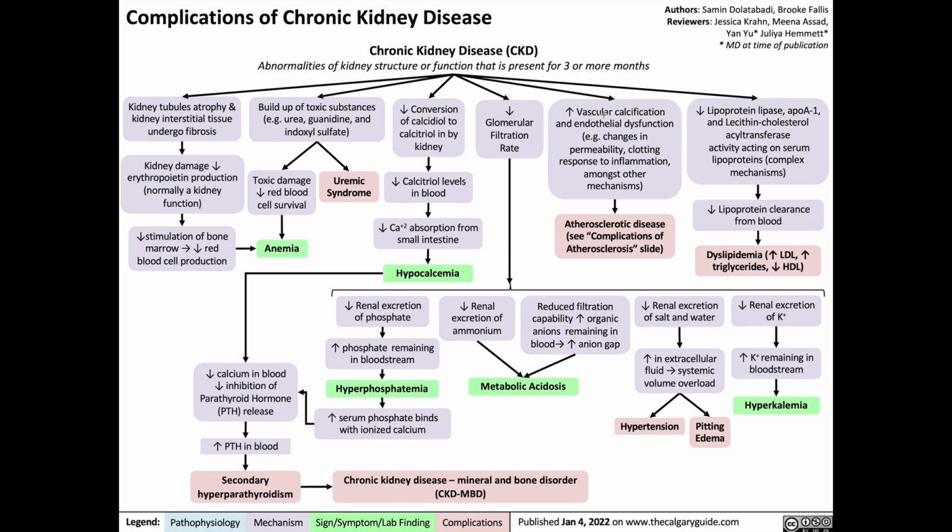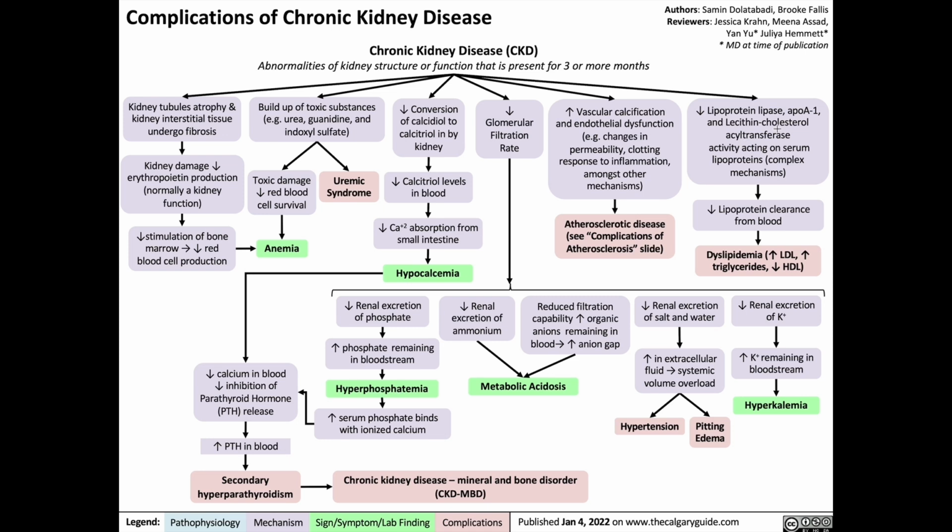Fifth, chronic kidney disease also increases vascular calcification and causes endothelial dysfunction, such as changes in the permeability of blood vessels, changes in clotting response to inflammation, amongst other mechanisms. All of these mechanisms contribute to atherosclerotic disease. Please see the Calgary Guide slide and video on the complications of atherosclerosis.